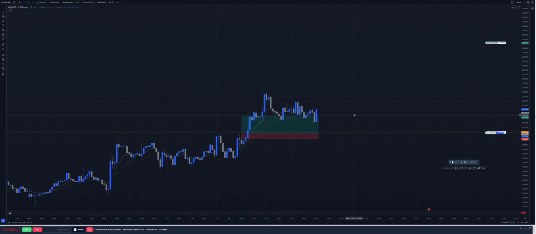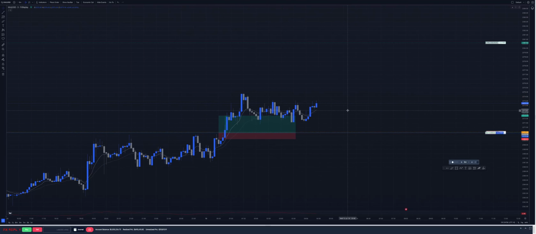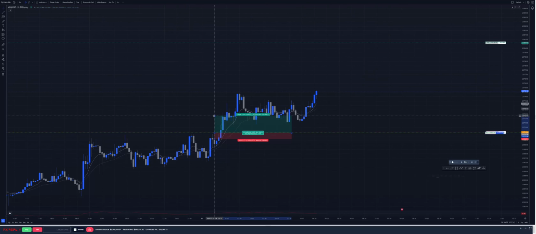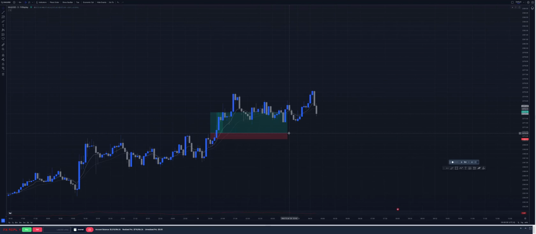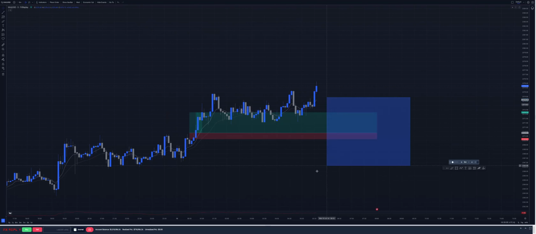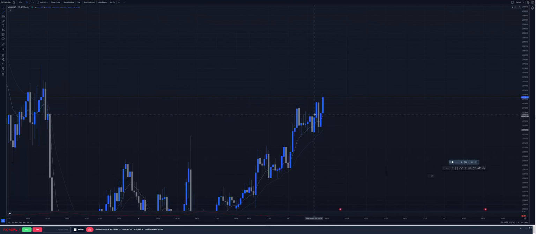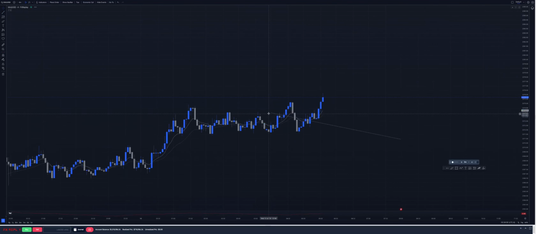So unfortunate. Could have managed to like that 3RR, but it's just not worth it for me. We'll manage to like 3.3R. There we go. Secure 3.3. More likely than not, this is going to start failing now. Maybe we get a new validation. Okay, market comes in. Entry right here.